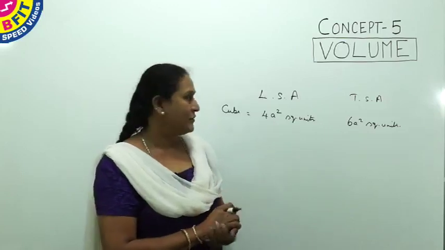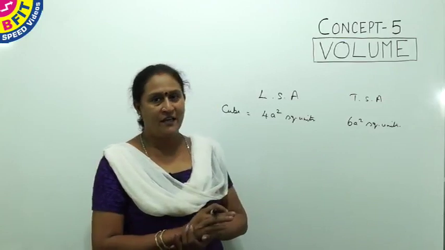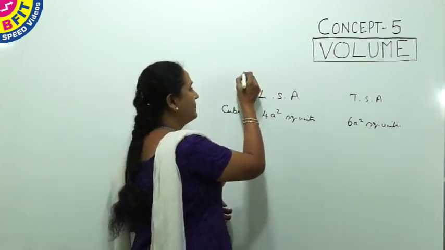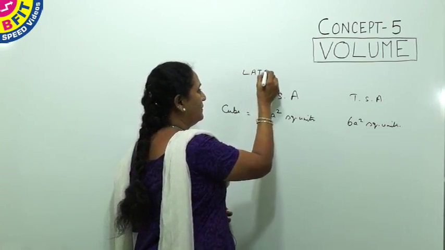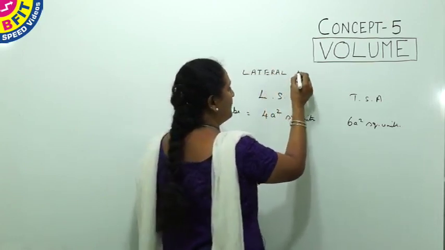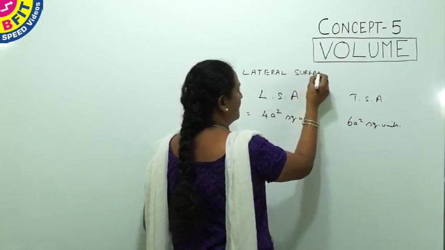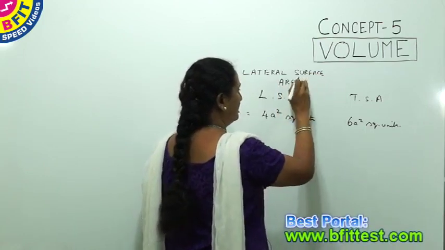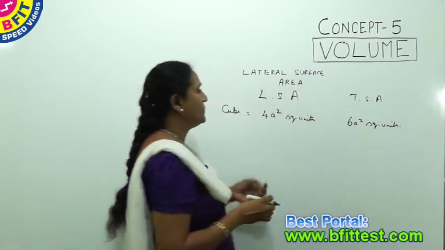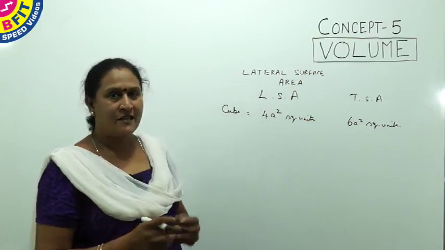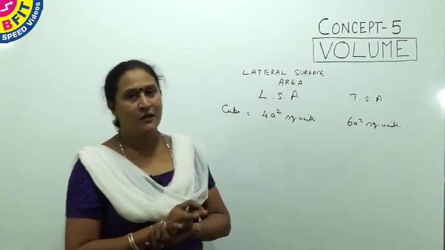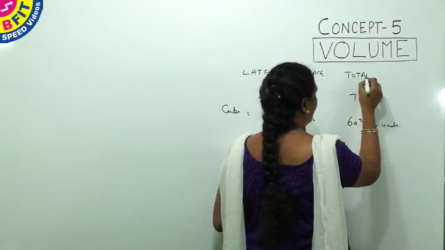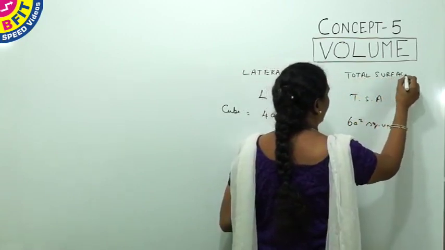So now we'll see a question regarding TSA. What is TSA? It is total surface area, and LSA means lateral surface area. LSA means lateral surface area. TSA is total surface area, where all the sides are included, including the top and the bottom.